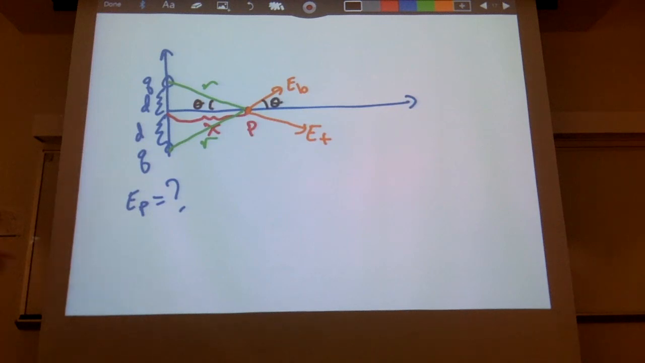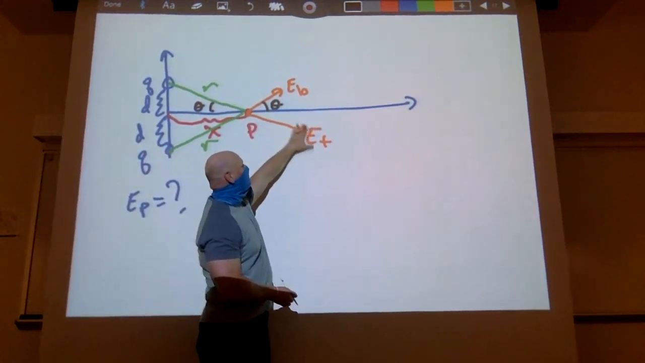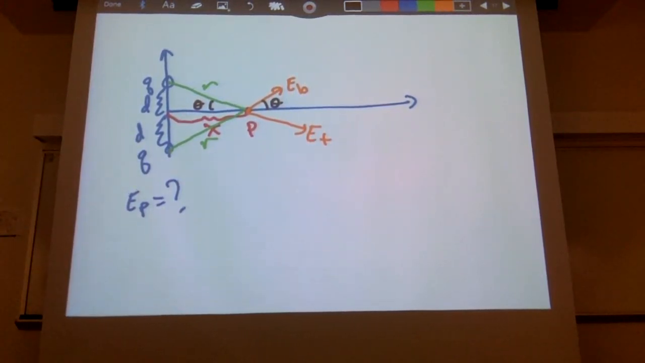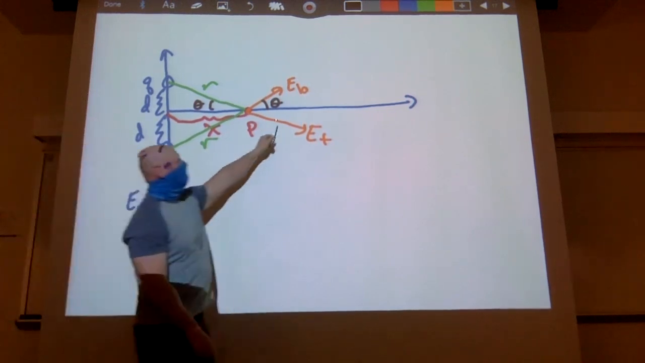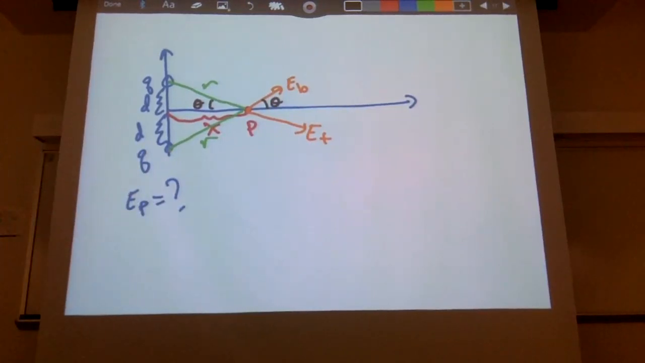Now, what's the first thing we notice? The total electric field at point P is simply the sum of the electric field from the top plus the electric field from the bottom. Well, what's true about the charges from the top and the bottom? They're the same. What's true about the distances to that point from the top and the bottom? They're the same. So what should happen to the vertical components of the sum of these two vectors? They go to 0, right? Which means that the total electric field is only going to point along the x-axis.